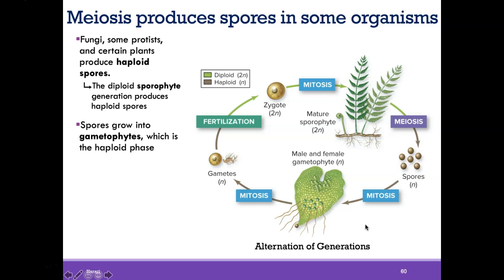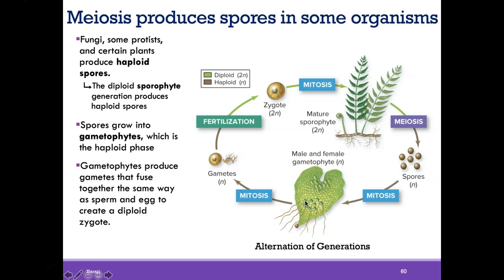Those haploid spores grow into what are called gametophytes. And the male and female gametophyte are haploid. And these gametophytes, as they're named gametophyte, they can produce the gametes. And those gametes can then fuse together the same way as sperm and egg would to create a diploid zygote. That zygote will then grow into that mature diploid sporophyte. Again, that sporophyte will do meiosis to make spores.